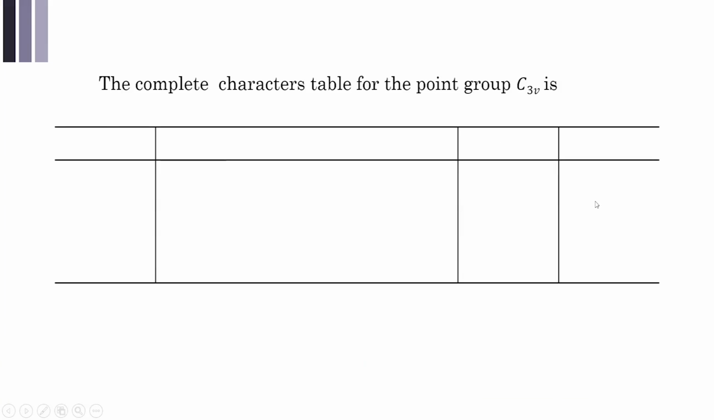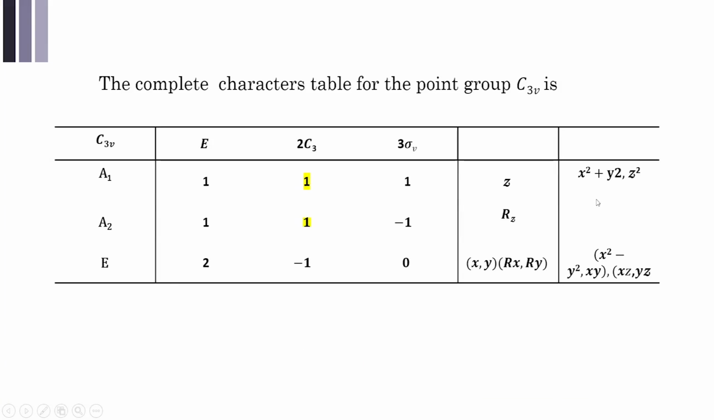However, as you know, a complete character table also has some basis functions, like the translational x, y, z, and the rotational Rx, Ry, Rz terms, and the binary products are also demonstrated in the character table. These concepts we will understand in later videos. So the important part of collecting characters for the different irreducible representations is done here.